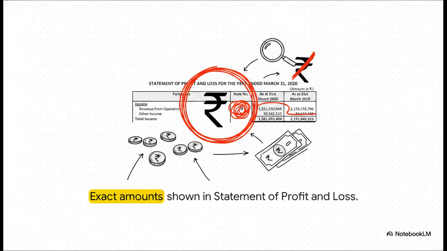Okay, let's look at the evidence. Take a look at this actual snippet from our patient's statement of profit and loss. Guide your eyes over to the right side of the table. Look at the revenue from operations. It's reported as $1,551,550,944. Do you notice anything specific about that number? These figures are presented in exact Indian rupees. Make sure to keep that visual locked in your mind, because presenting exact Indian rupees is the primary symptom we're diagnosing today.